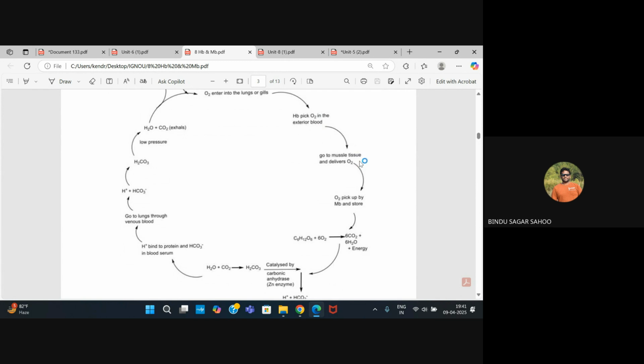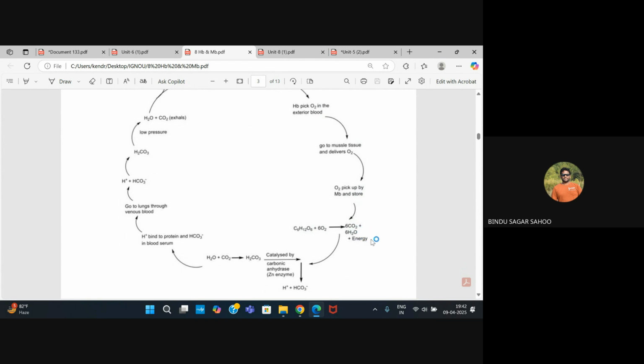The oxygen delivered at the muscle tissue is picked up by myoglobin, which stores the oxygen. Secondly, when your body needs energy, it releases the oxygen, and this oxygen reacts with carbohydrate, or we can say glucose. Okay, and there will be decomposition of this compound. Glucose forms carbon dioxide and water along with energy.